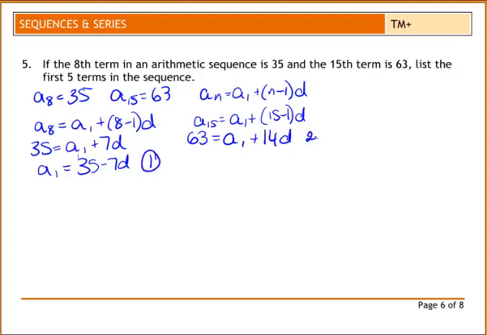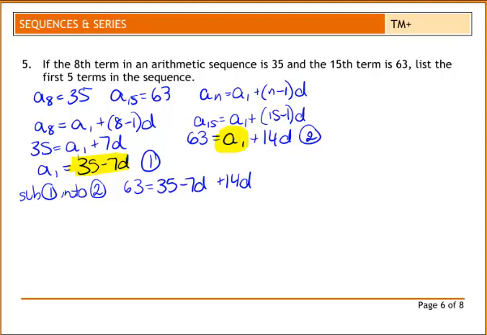So I have 2 equations. I'm going to sub equation 1 into equation 2, and I get 63 equals 35 minus 7D plus 14D. So you can see that I just put this A1 where that is there. Okay, so from there, collect like terms. So I get 63 equals 35 plus 7D. Take 35 from both sides. So I get 28 equals 7D. Divide both sides by 7. So I get D is 4.